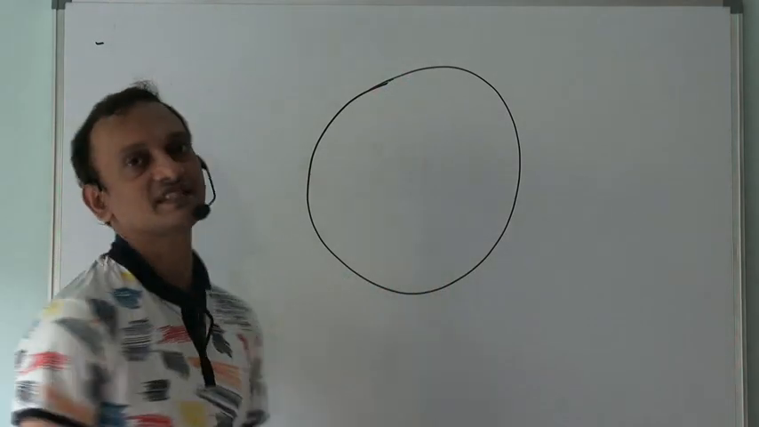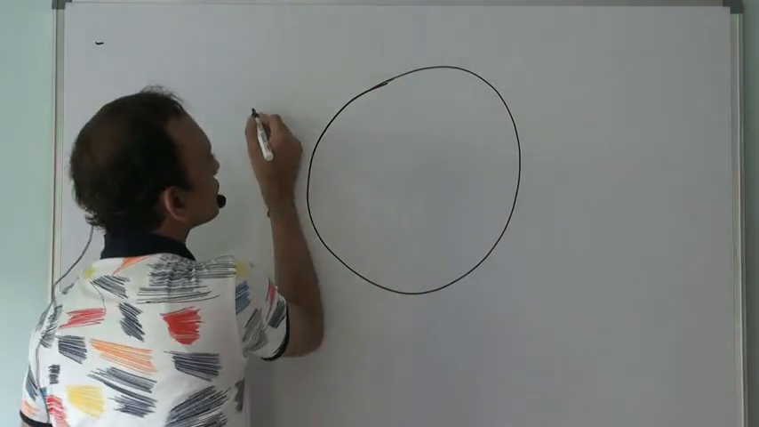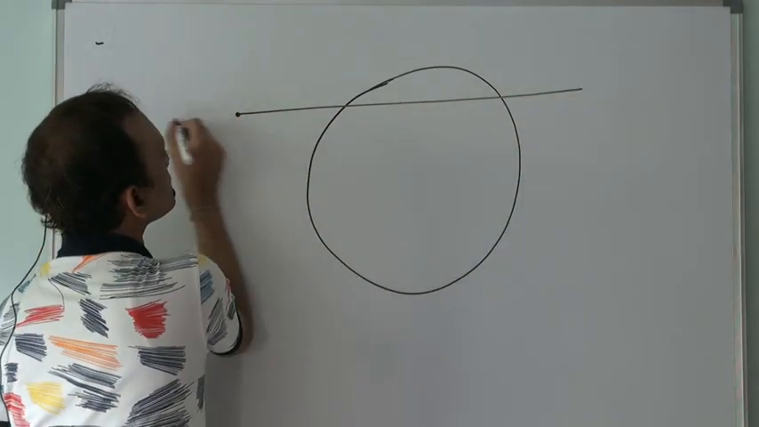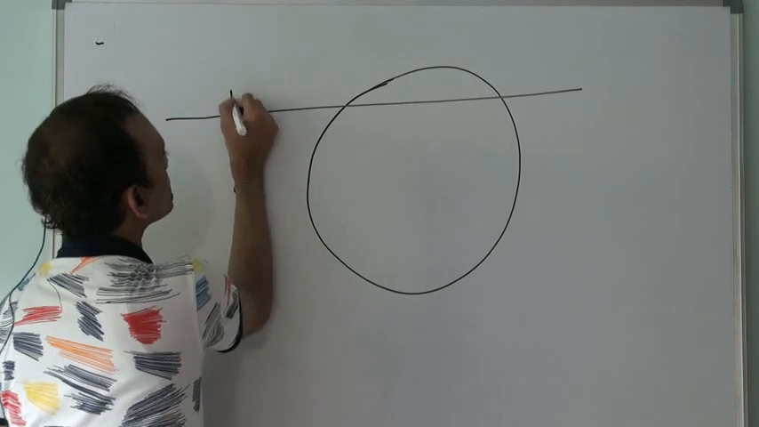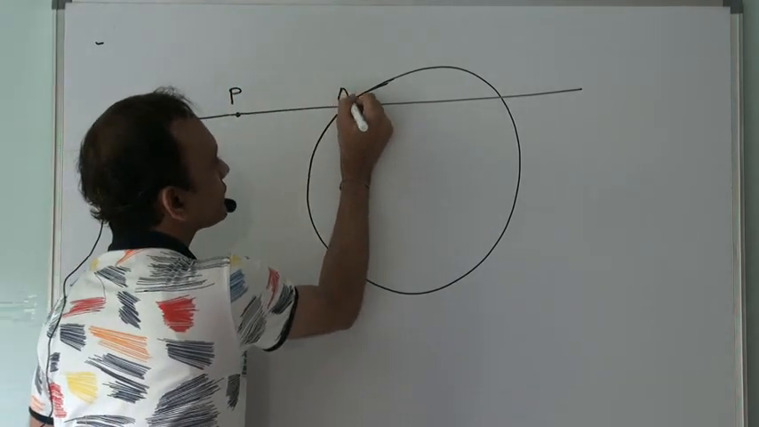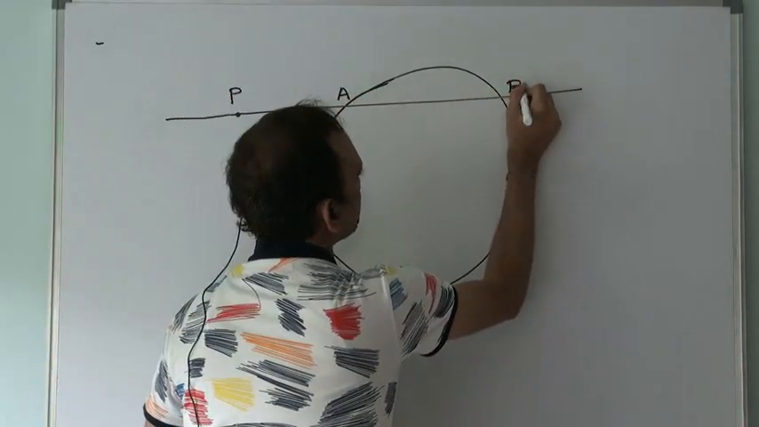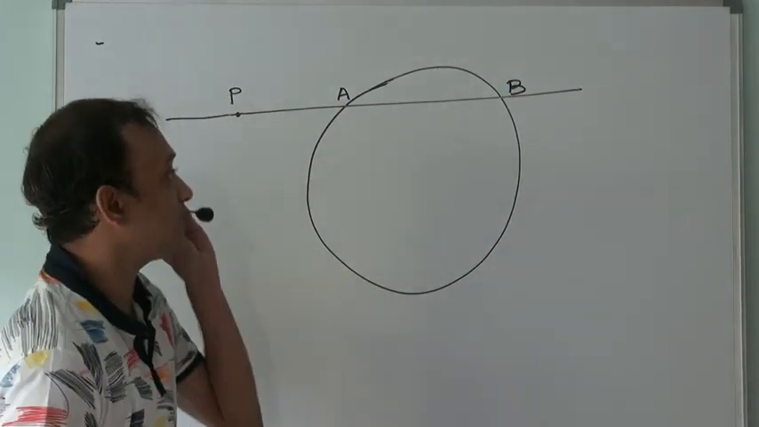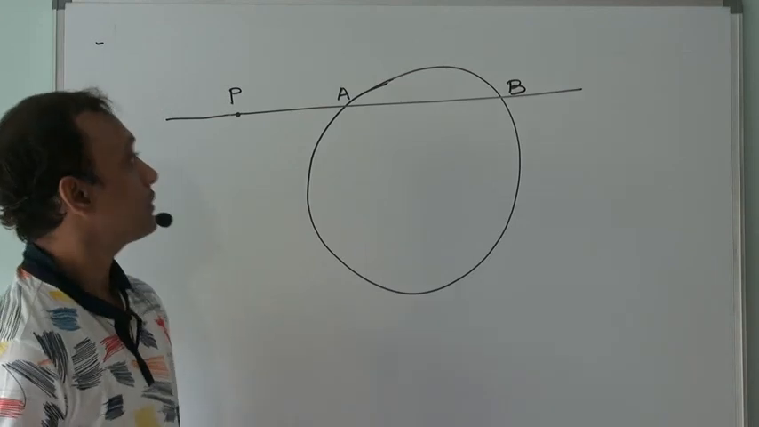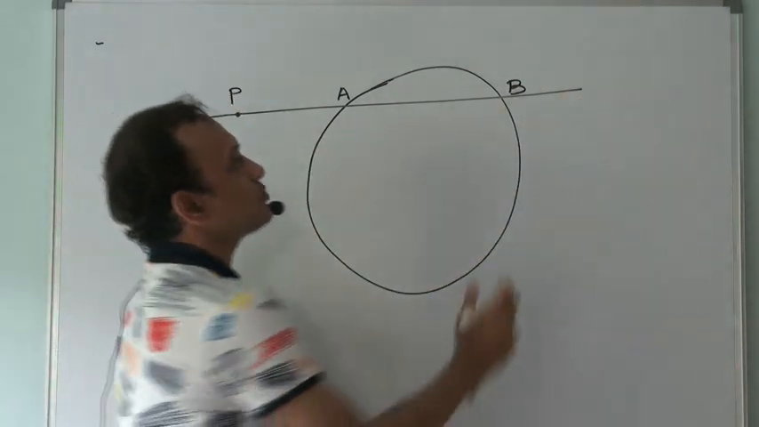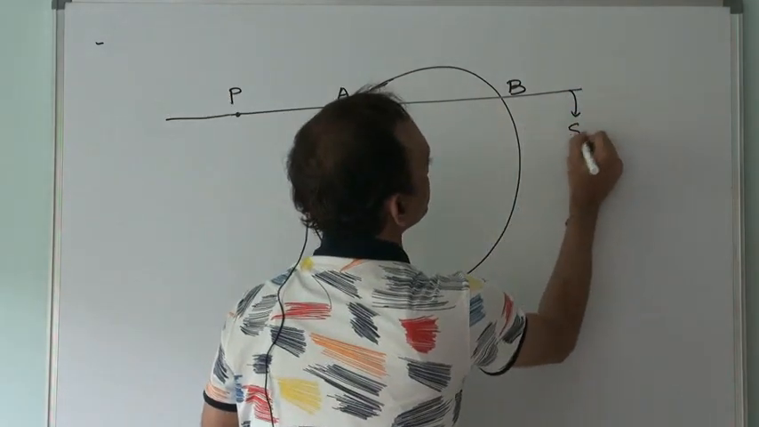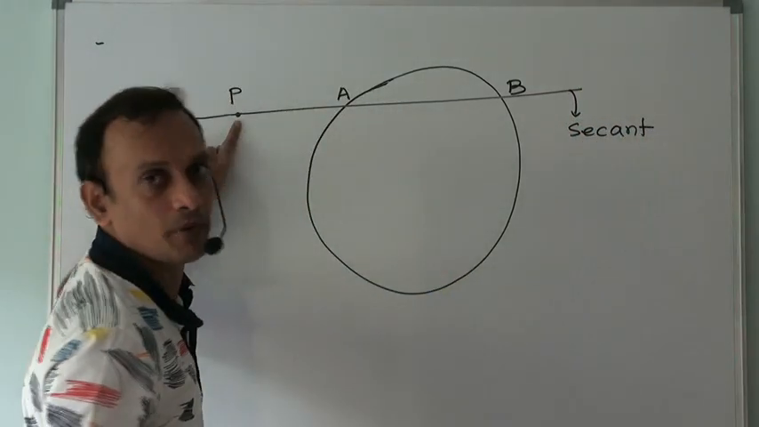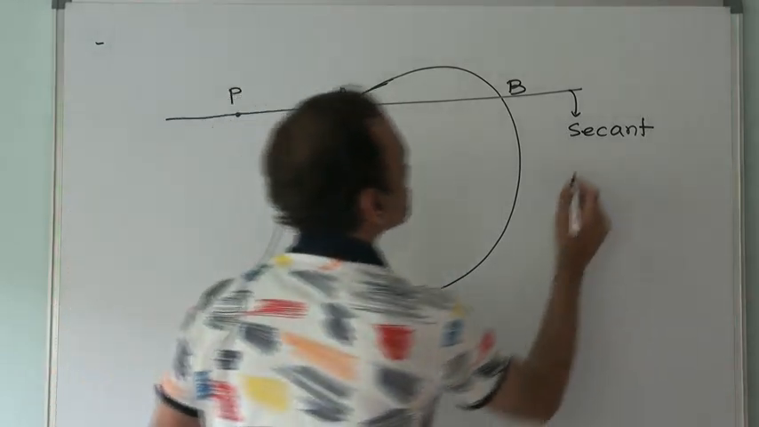So if you recall, in one of the earlier sessions, I told you what a secant is. This is a secant to a circle. Say this is a point P anywhere, and I draw a line that intersects the circle at two distinct points, A and B. Then this PAB is said to be a secant to a circle. This is a secant drawn from a point P to the circle.